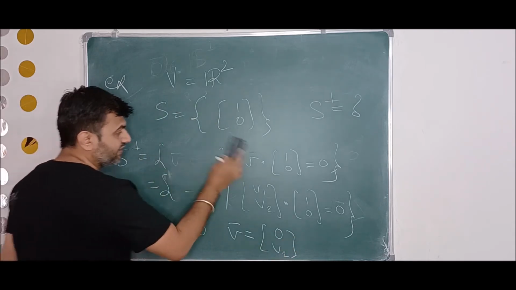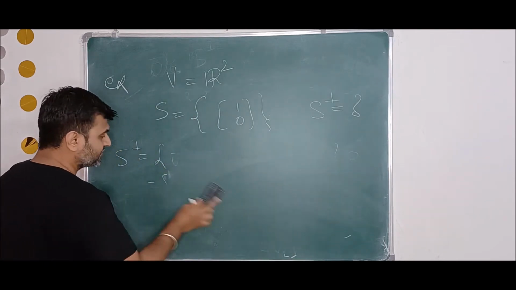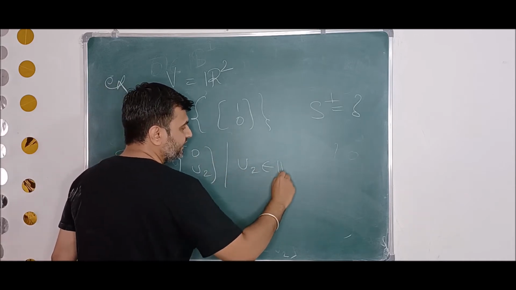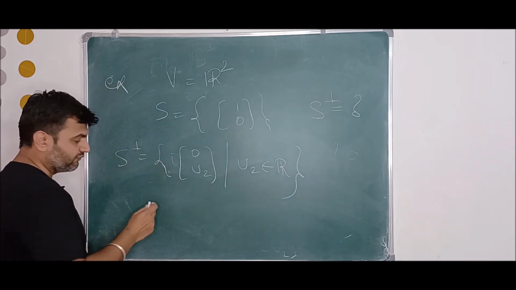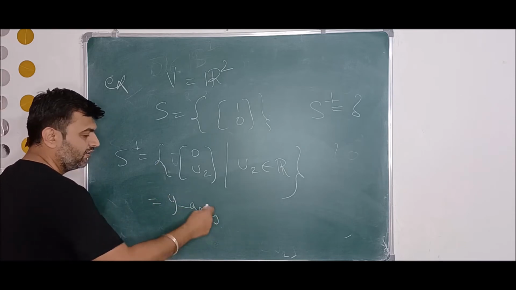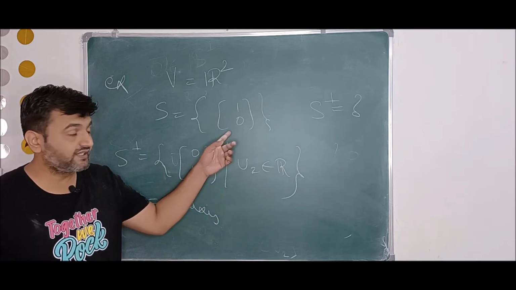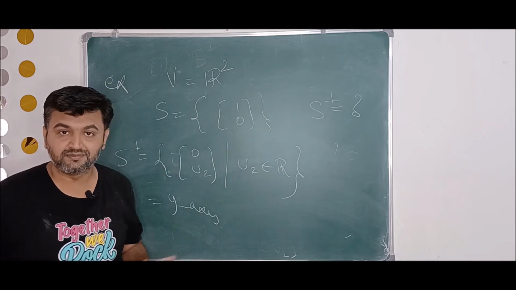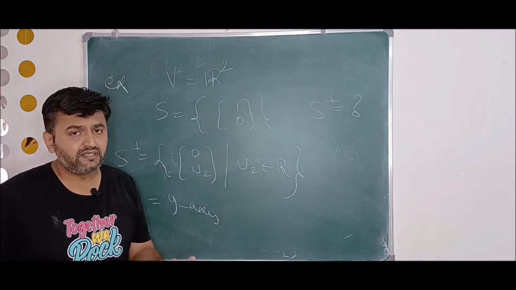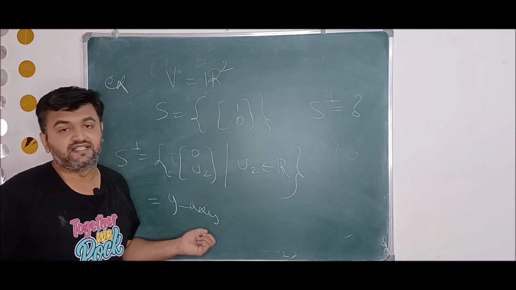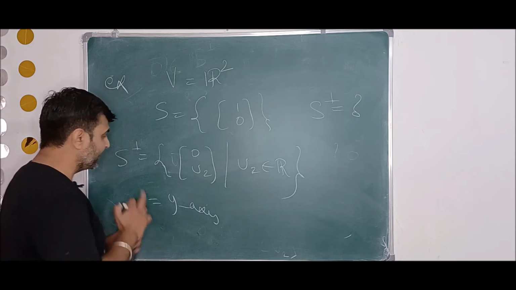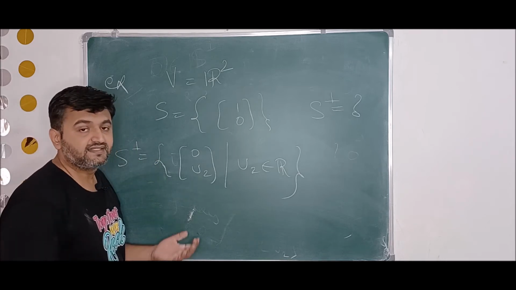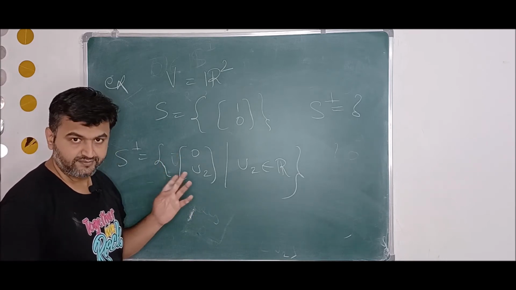Okay. So my S perp is nothing but the collection of the vectors (0, V2), where V2 can be any real number. And what is this? This is nothing but your y-axis. Okay, so this is a vector on the x-axis. Its orthogonal complement is the y-axis, the complete y-axis. It's a subspace. So definitely it has to be some line passing through the origin, and it is nothing but your y-axis. Okay, so your y-axis is an orthogonal complement to S.